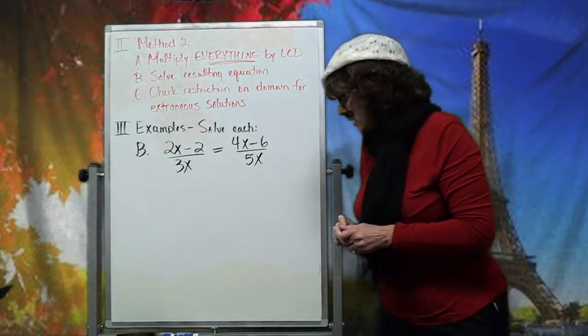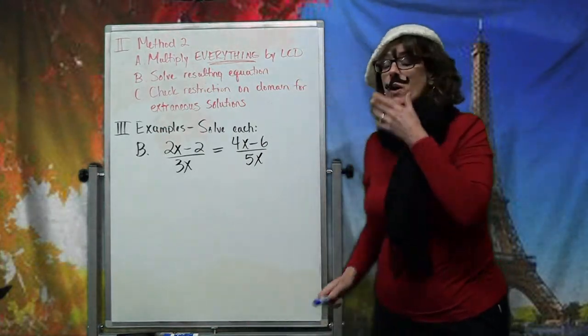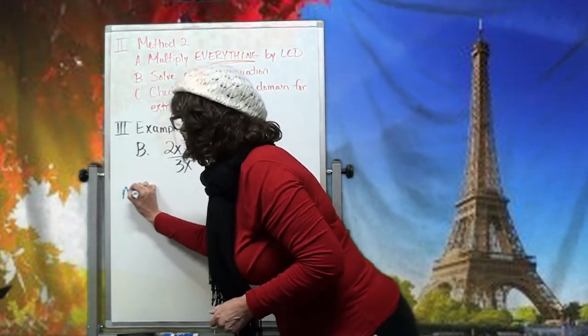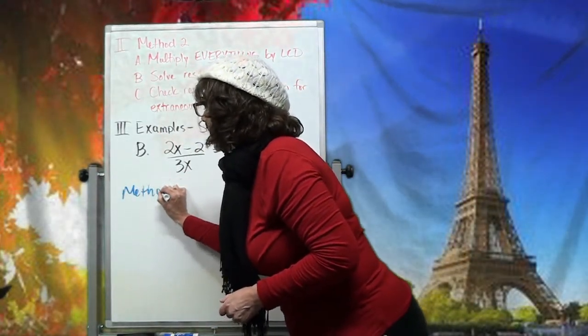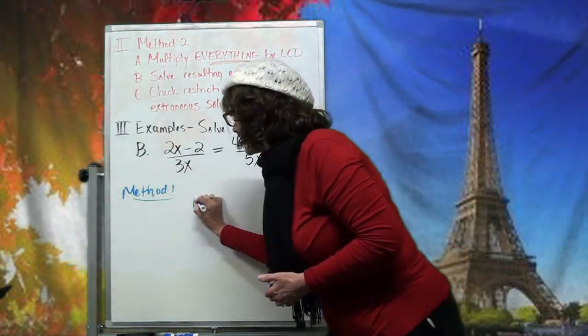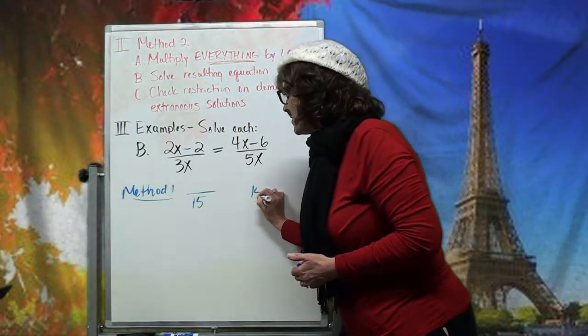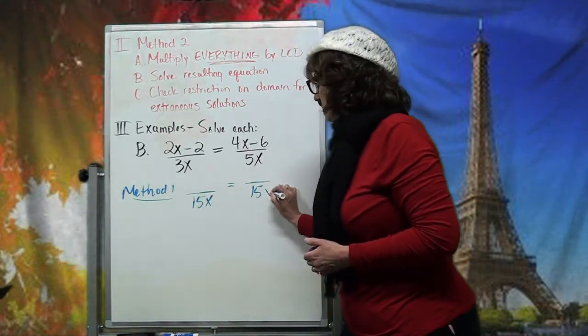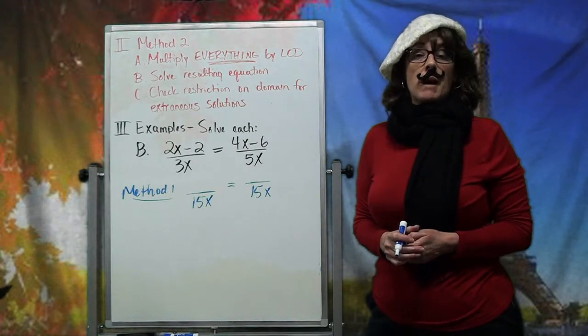So once again, we're going to deal with method 1 and method 2. Method 1 says, okay, let's retain the idea that we have fractions in here. Let's get that LCD. So I'm going to look at my 3 and my 5, and I'm going to say yet again, 15 is the smallest number they will both go into. And I'm going to look at the fact that they both have x's. So 15x is my LCD.